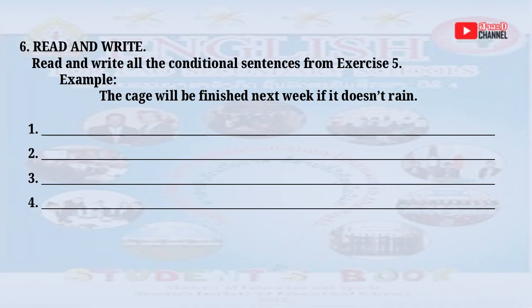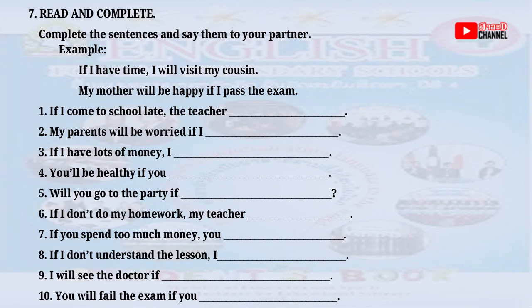Exercise 6. Read and write. Read and write all the conditional sentences from Exercise 5. Example. The cage will be finished next week if it doesn't rain. Exercise 7. Read and complete. Complete the sentences and say them to your partner. Example: If I have time, I will visit my cousin. My mother will be happy if I pass the exam.